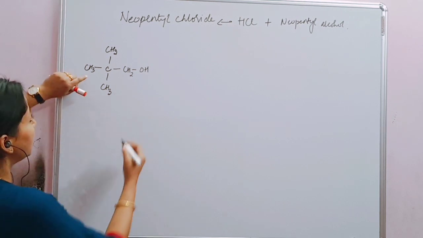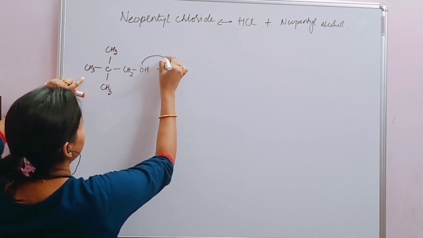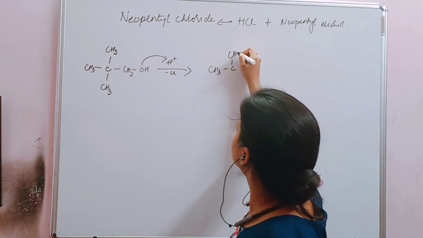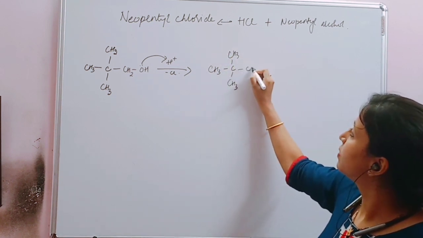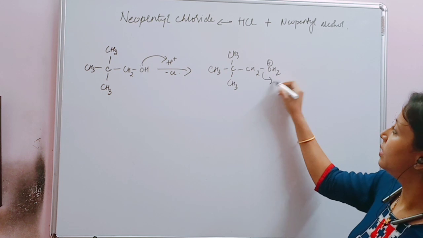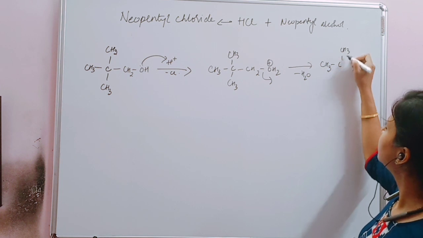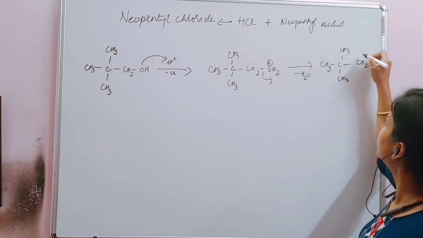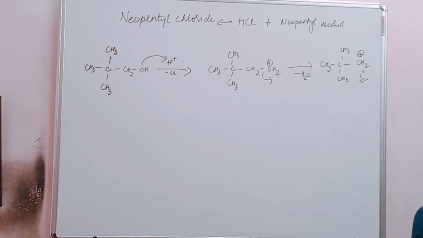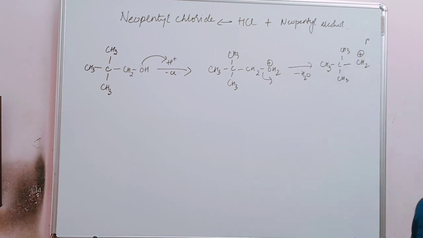Now, we have HCl, so this will have H plus and Cl minus. This will pick this up, so we will have the protonated alcohol, CH3, C, CH3, CH3, CH2, OH2 plus. This will leave, that means minus H2O, resulting in the formation of a carbocation, CH3, CH3, CH2 plus. This is a primary carbon atom because it is attached to only one other carbon atom directly. This is the primary carbocation, and to increase the stability, what happens?